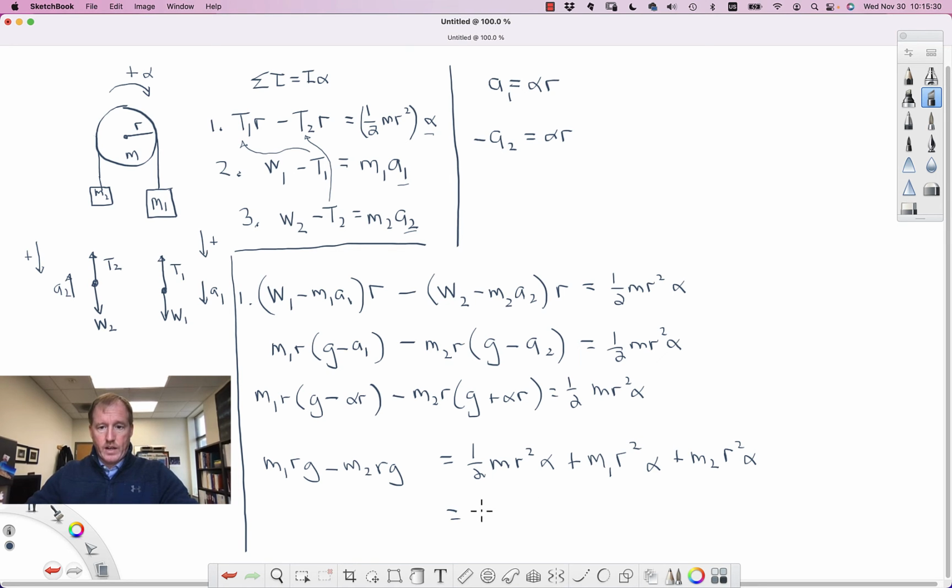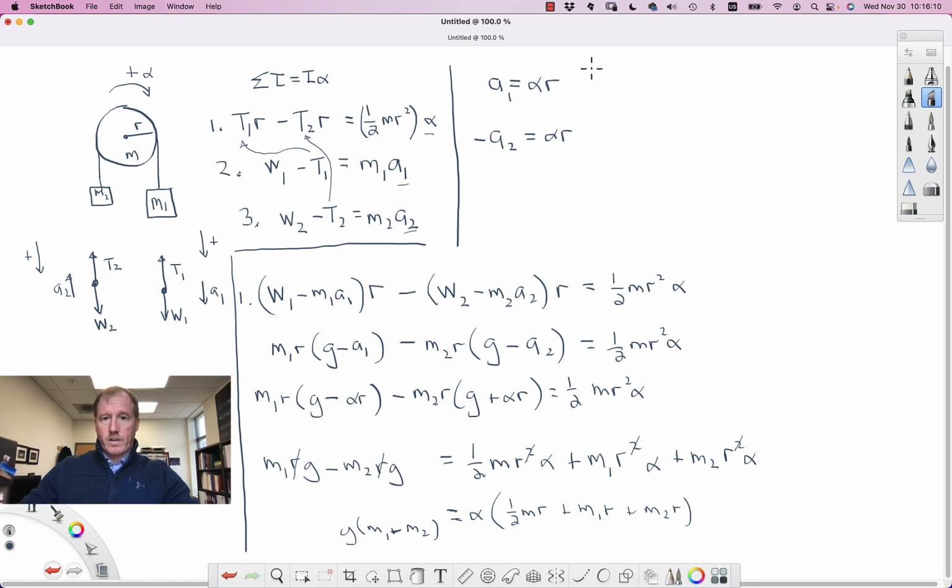Now I'm going to factor out the alpha. And by the way, notice that I've got a factor of r here, a factor of r here, and 2 factors of r each over here. So I'm going to cancel out one of these factors of r in each of those, and I'm going to factor out the alpha. So I'll have 1/2 mr like this, plus m1r plus m2r, and that is going to be equal to g times m1 minus m2.